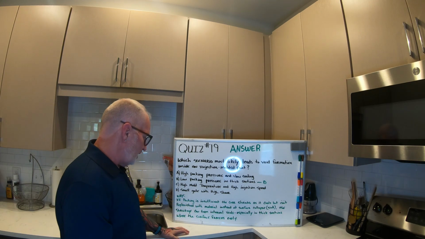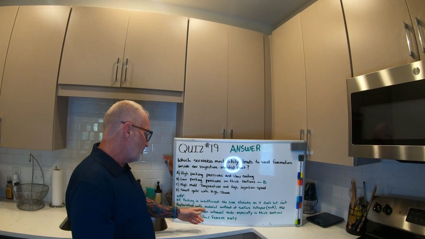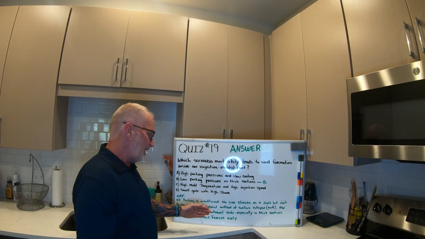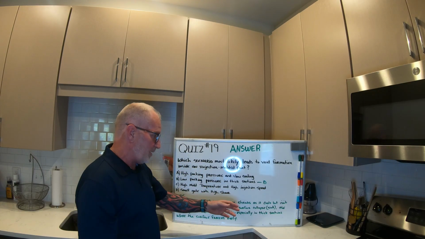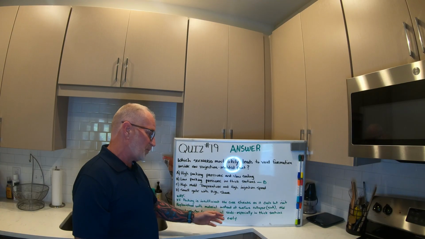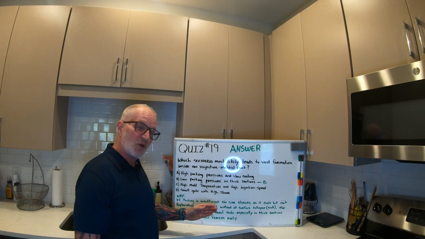If packing is insufficient, the core shrinks as it cools but isn't replenished with material. Instead, the surface collapses, causing what they call a sink. Okay? The shrinkage can form internal voids, especially in thick sections where the surface freezes early.